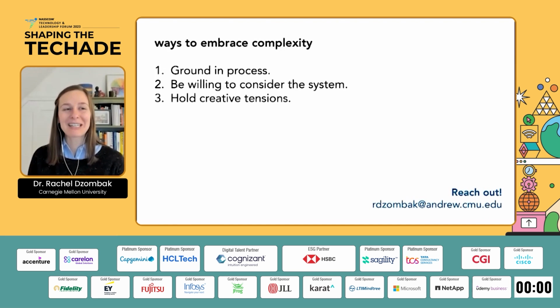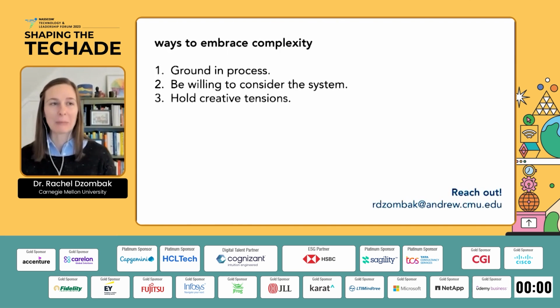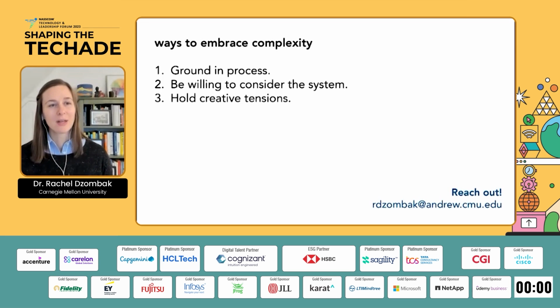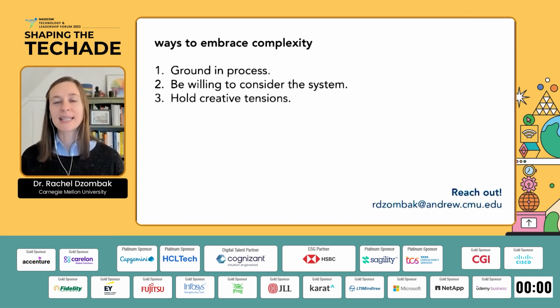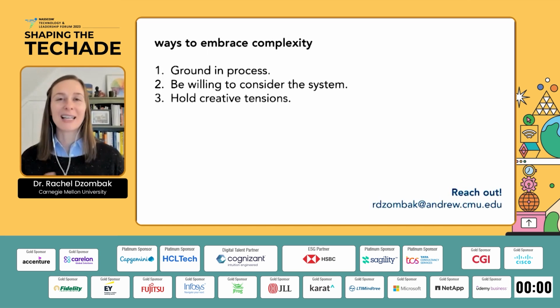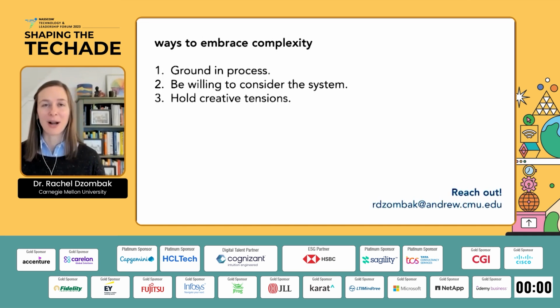And so in conclusion, the 3 ways I really think about embracing complexity is to ground in process, make sure that you know where you are in a given process and you're aligning your team to that process as well; to be willing to consider the system, to see the individual human experiences and behaviors, but also to take a look at the broader patterns and behaviors that are emerging over time; and to think about holding creative tensions, that it's not an either-or world that we're living in, but it's often a both-and that doesn't need to be intimidating. It can unlock new opportunities of innovation if we're willing to go there in our process.